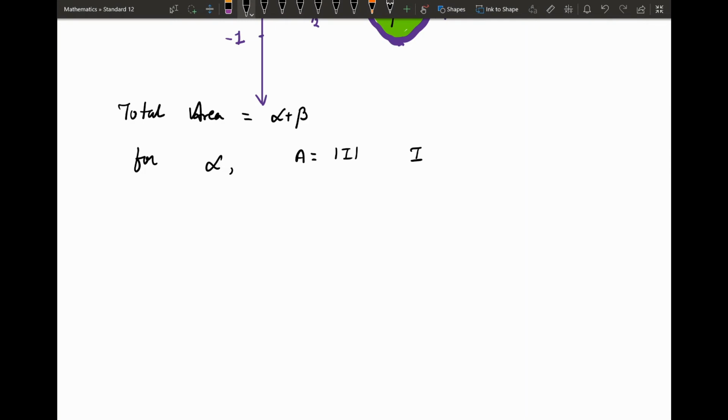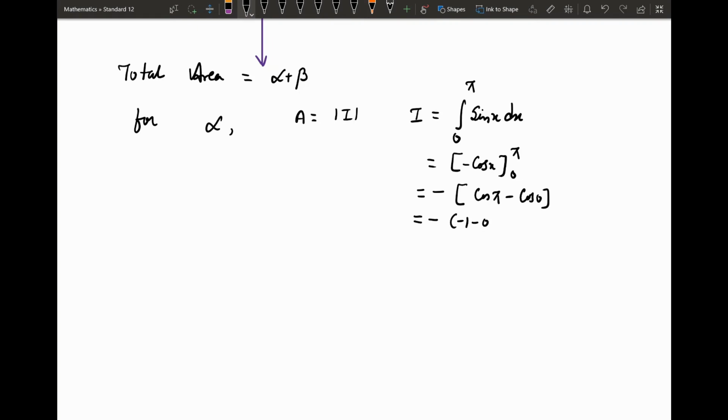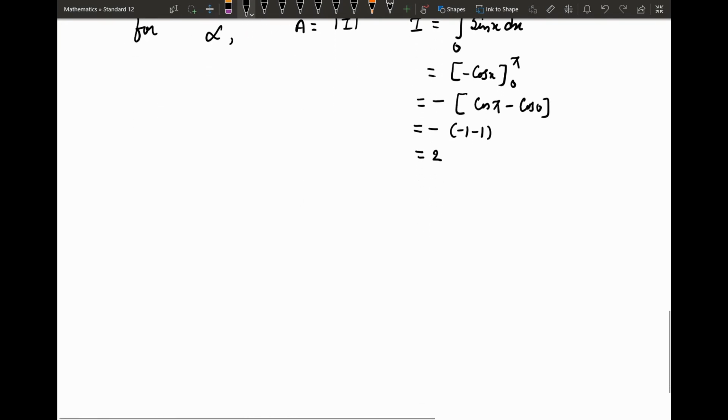So area A equal to mod I from 0 to pi. This is the first and second quadrant, so sin is positive, sin x dx. So the integration of sin x is minus cos x, limit 0 to pi, minus, first put the upper limit cos pi, minus put the lower limit. So cos pi is minus 1, cos 0 is 1. So this is 2.